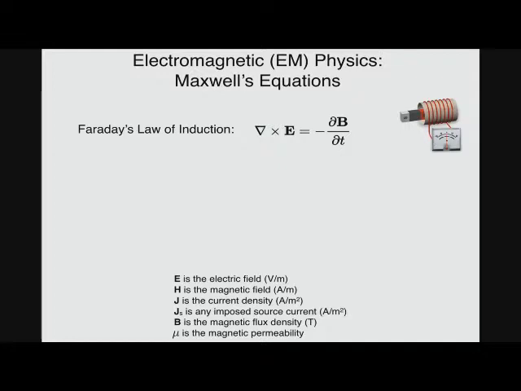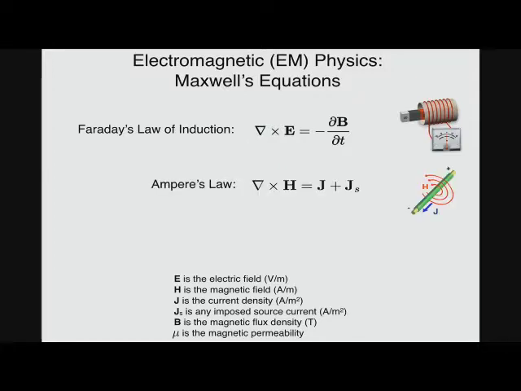One way you may be familiar with this is if you have a magnet and you move it through a coil of wires, you'll induce a voltage or an electric field on those wires. That's simply what Faraday's law is saying: if you have a moving magnetic field, you'll generate an electric field from that. So that's one important quantity.